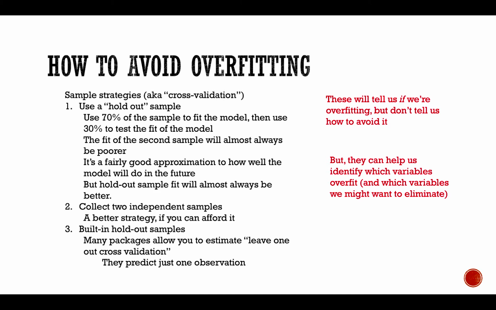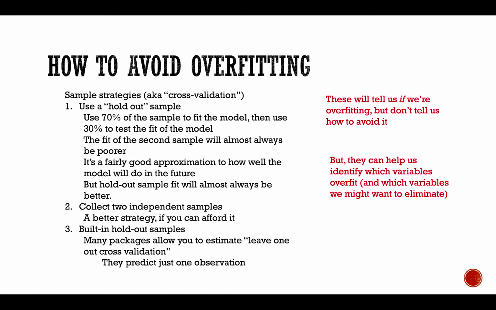So how do we avoid overfitting? Well, there are actually 3 strategies we can use, and they're all different ways of thinking about a cross-validation sample. The first is that we can use a holdout sample. The idea here is that we use 70% of the data to fit the model, and then we retain 30% of the data to actually test the fit of the model. The fit on the second sample will almost always be poor, just as it is in any kind of cross-validation setting, but it's a fairly good approximation of how well the model is going to perform in the future.